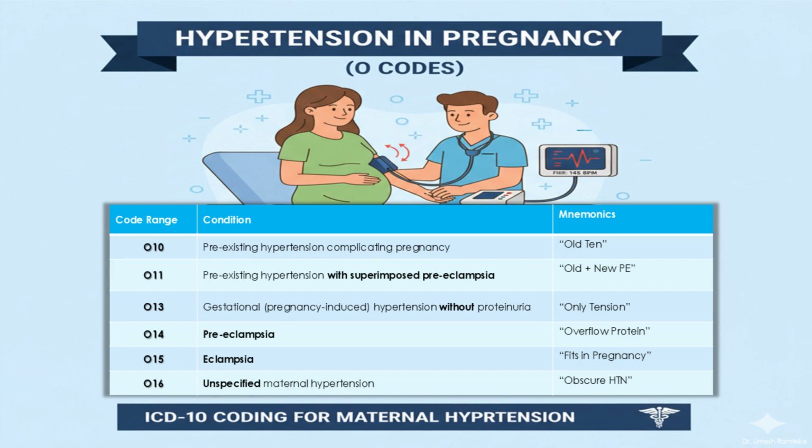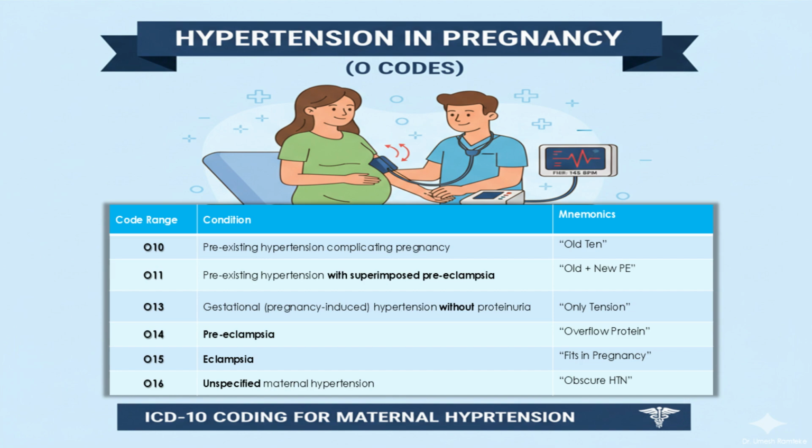Moving to new onset hypertension, O13 codes for gestational hypertension without proteinuria. This is often temporary. Mnemonic: only tension. O14 is for preeclampsia. This is defined by new onset hypertension and significant proteinuria. Think of the mnemonic overflow protein. The most severe complication is O15, eclampsia. This involves preeclampsia with the addition of seizures. The mnemonic is fits in pregnancy.